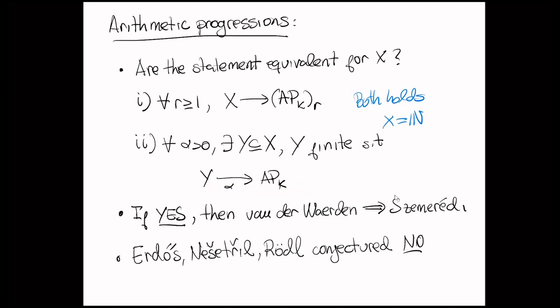If I can show that these statements are equivalent for every X, then we will have something funny, something that shouldn't be true: a way to prove Szemerédi's theorem using only van der Waerden. And that seems sketchy, because Szemerédi uses much more complicated techniques, so you shouldn't be able to do it. Because of that, Erdős, Nešetřil, and Rödl conjectured that the answer should be no, that these shouldn't be equivalent. And it turns out that is the case.